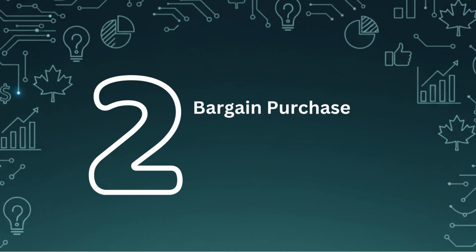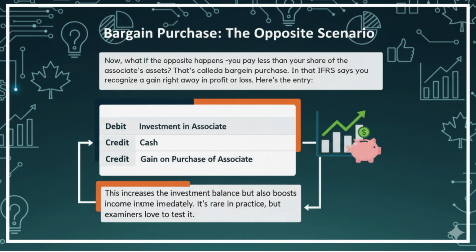Now, what if the opposite happens? You pay less than your share of the associate's net assets. That's called a bargain purchase. In that case, IFRS says you recognize a gain right away in profit or loss. Here's the entry. Debit investment in associate, credit cash, credit gain on purchase of associate. This increases the investment balance but also boosts income immediately. It's rare in practice, but examiners love to test it.